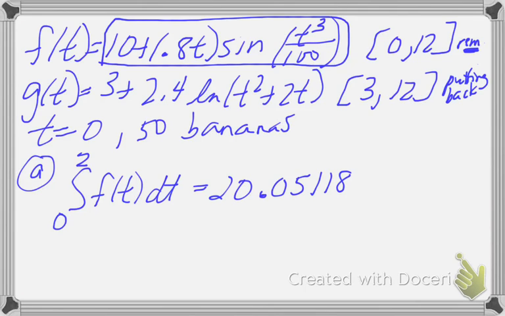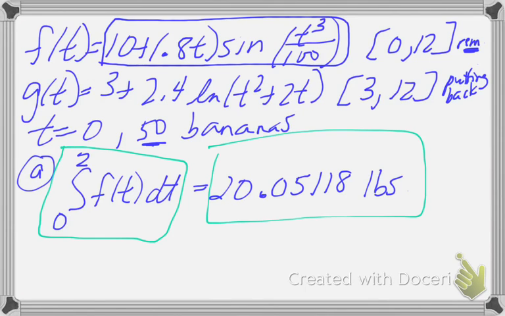Okay, let's make sure we answer the question. How many pounds of bananas are removed from the table? So we don't have to worry about the 50 bananas when we started, because we're just being asked about how many were removed. The point values are as follows. If you just set up the integral, that got you 1 point, and then the final answer was 1 point.